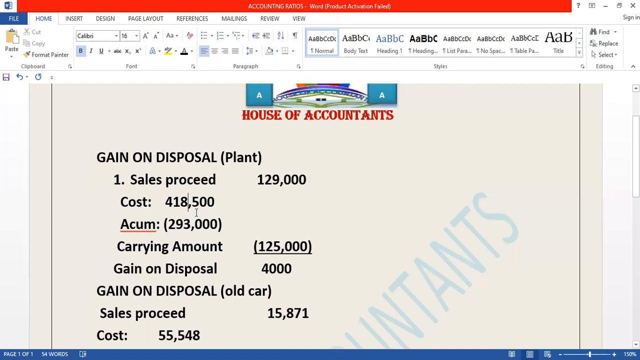Okay. So what is the cost of that asset on the plant? 415,500, right? Yes. So what's the difference between 415,500 minus 293,000? 122,500. Now take it away from 129,000. What do you get?